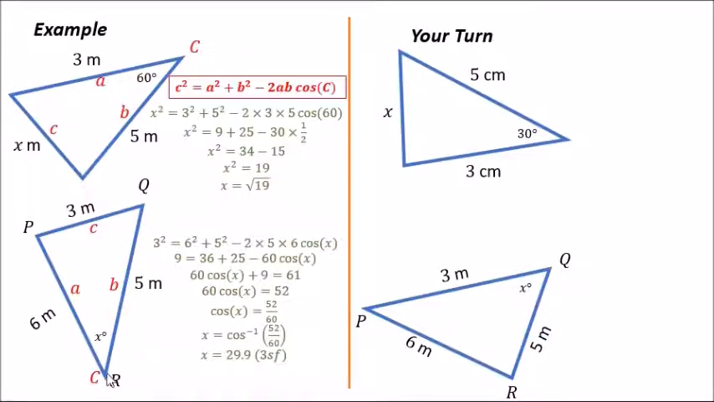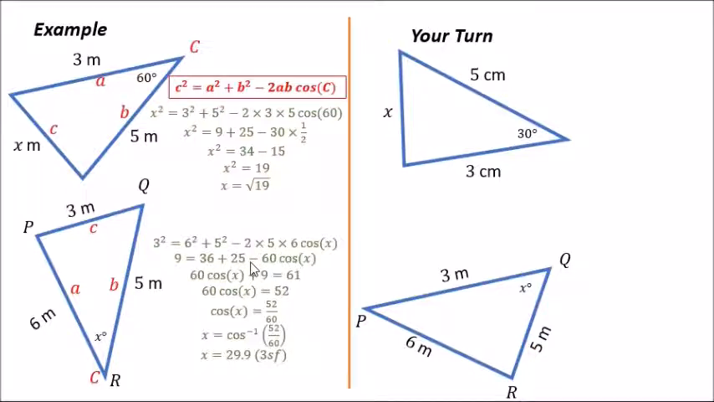Okay. So again I label C first because this is the angle we are interested in. The side c was opposite the angle C, and it doesn't matter which way around I label a and b. So I have 3 squared is equal to 6 squared plus 5 squared minus 2 lots of 5 times 6 or 6 times 5 times cos x. So I end up with 9 is equal to 36 plus 25 minus 60 lots of cos x.